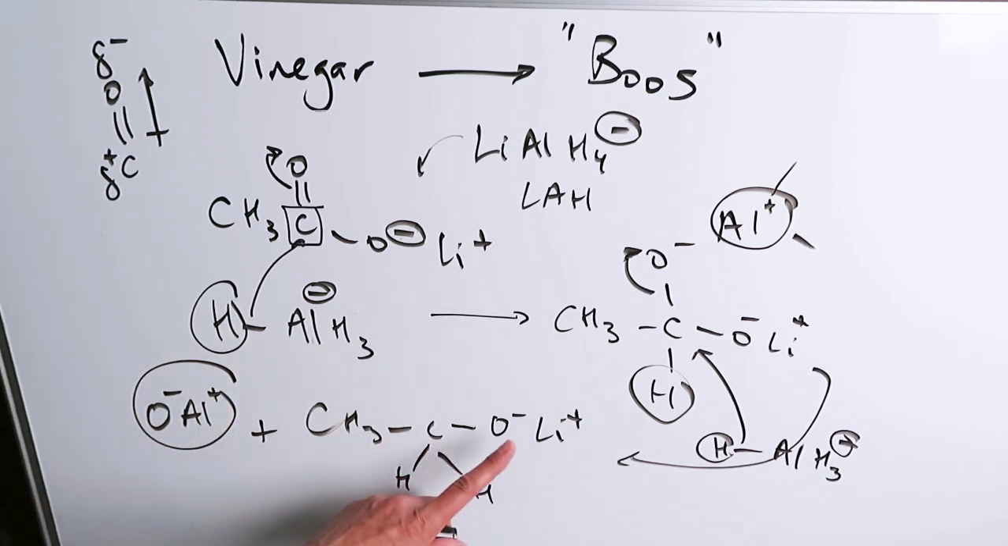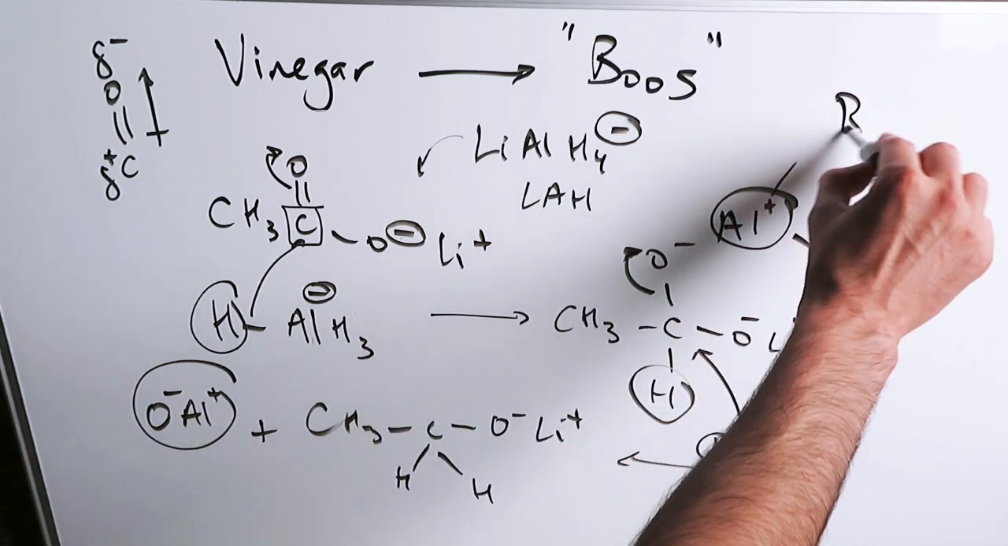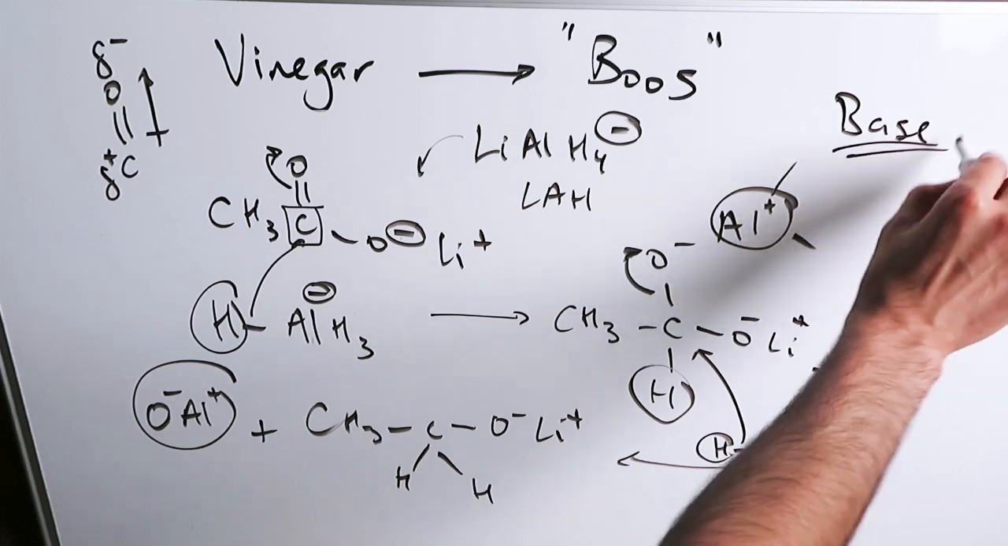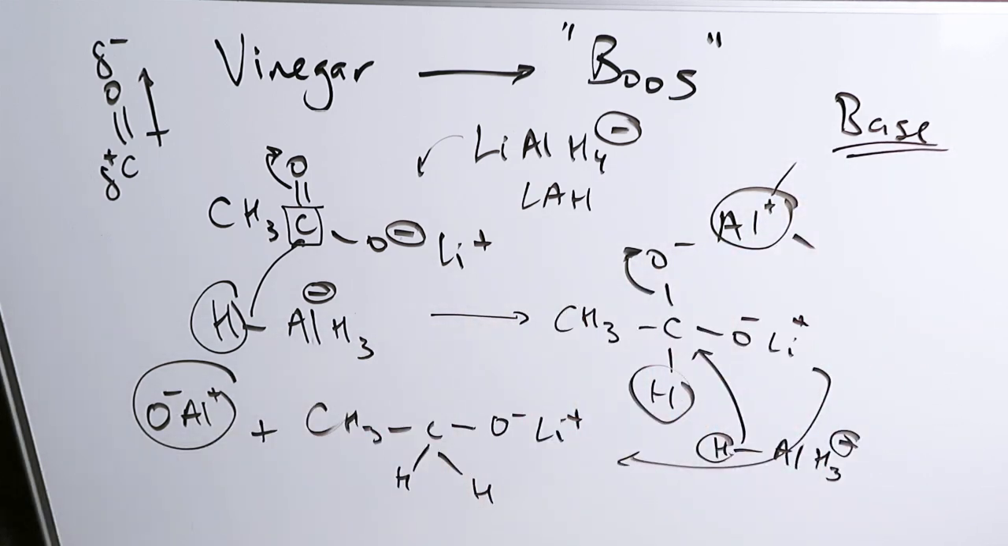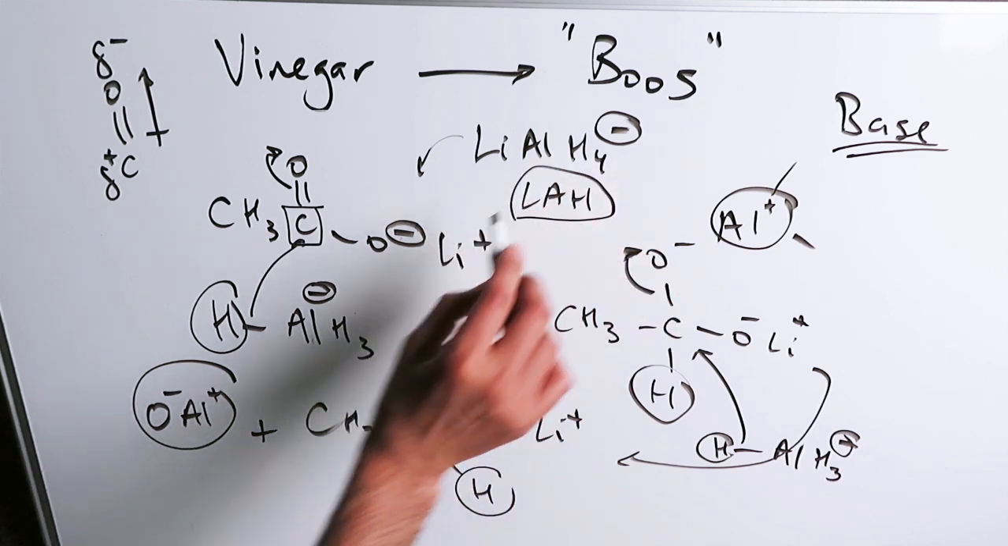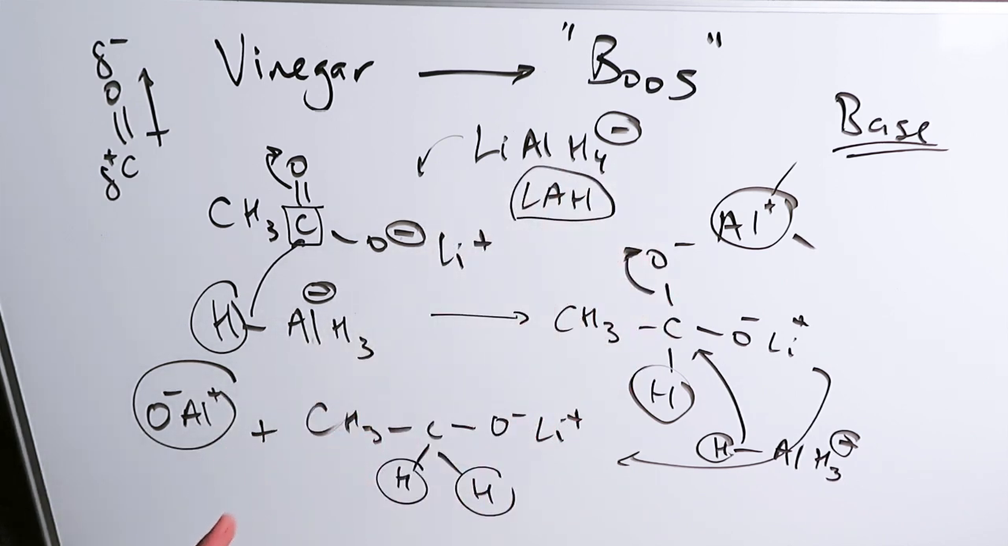Now we have CH3, CH2, O minus, Li plus. This right here represents the basic part of this reaction, where we are looking at a reaction occur under basic conditions. Now the acid part of the reaction will occur. Keep in mind, we've got two hydrogens over here, and both of these hydrogens have come from lithium aluminum hydride. Where will the last hydrogen come from?